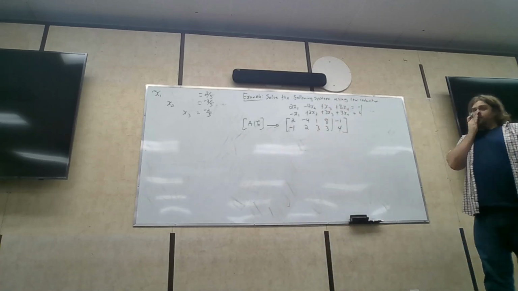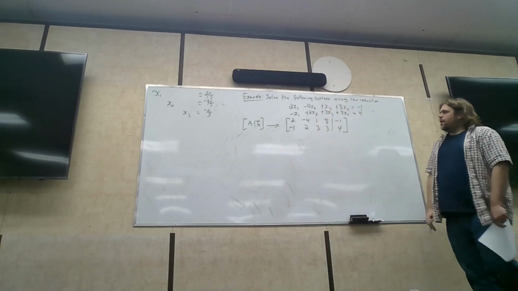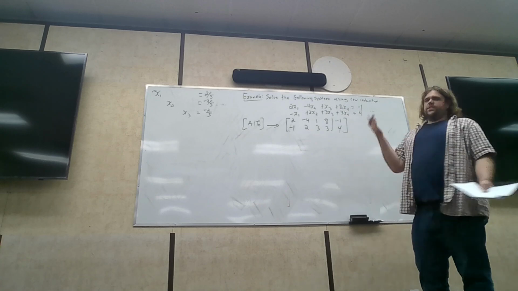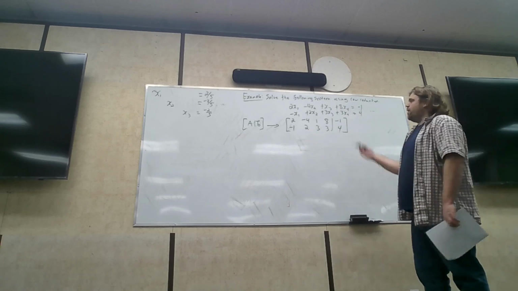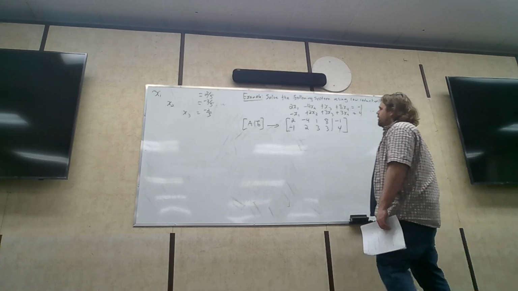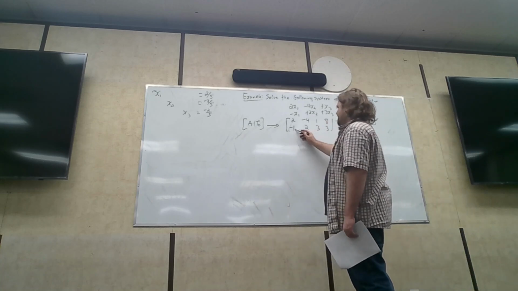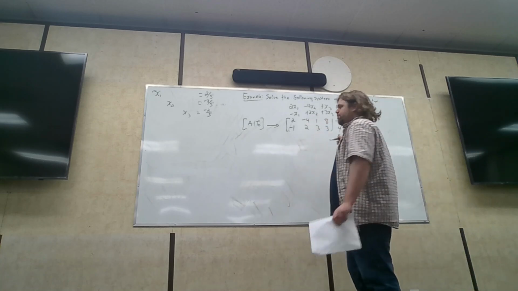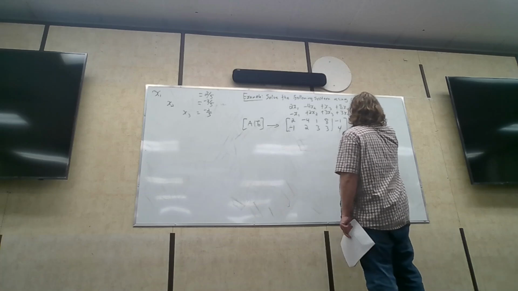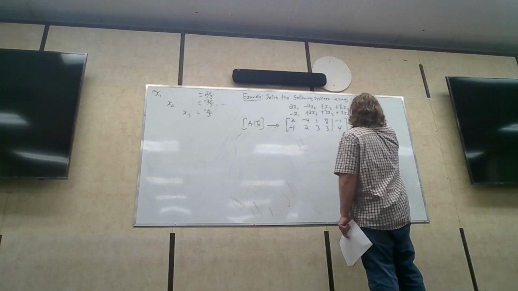All right, cool. So now we just do the process, right? We want to create a 1 at the top left. So in my opinion, swapping this is probably the right choice. So row 1, swap with row 2.